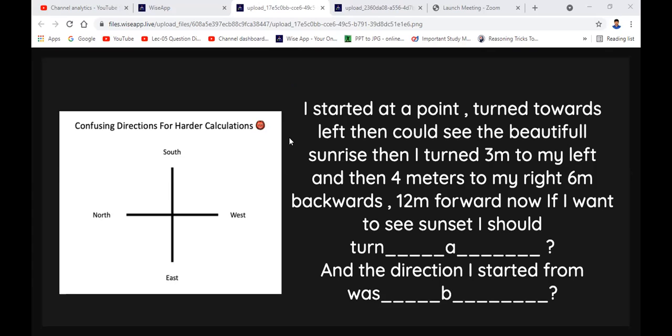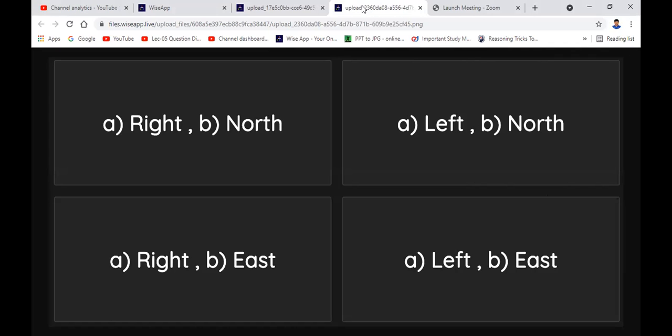How can you say west? That is the final facing direction. But here the question is, if I want to see sunset, in which direction should I turn? Maybe his intention is left or right. These are the options: right and north, left and north, right and east, left and east.